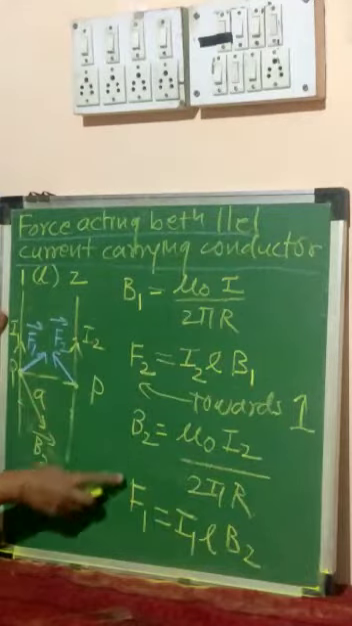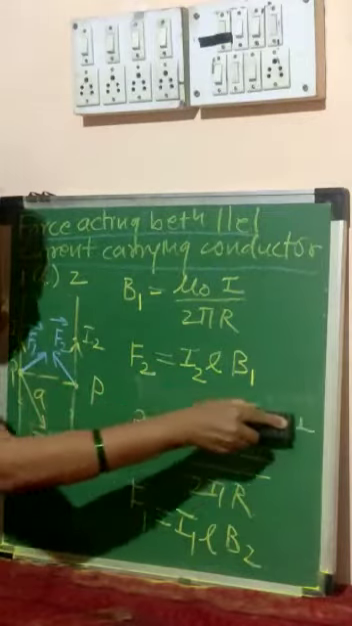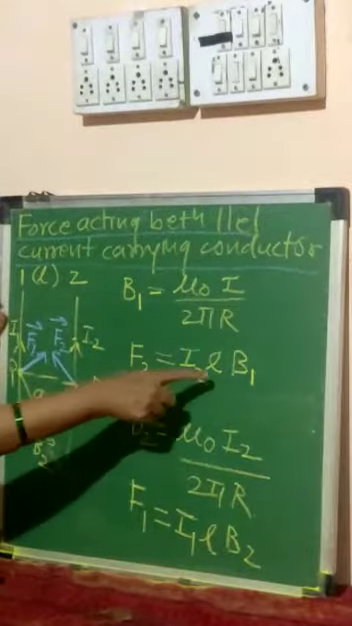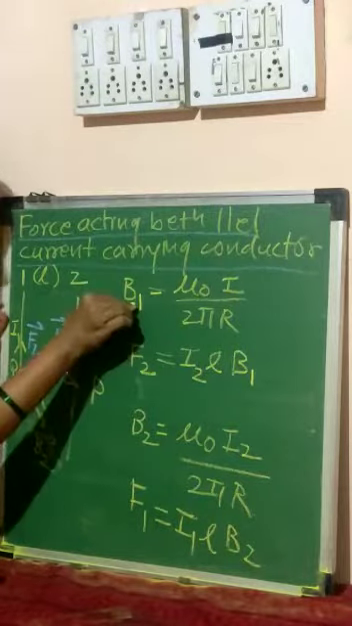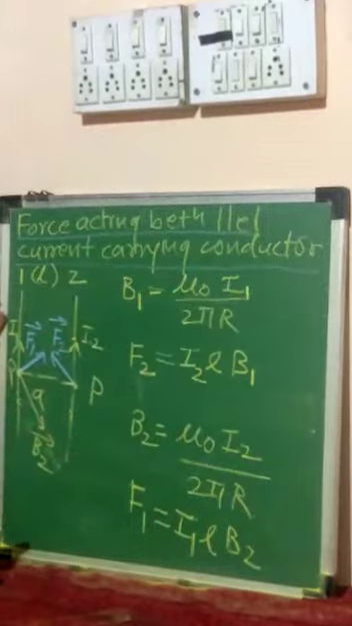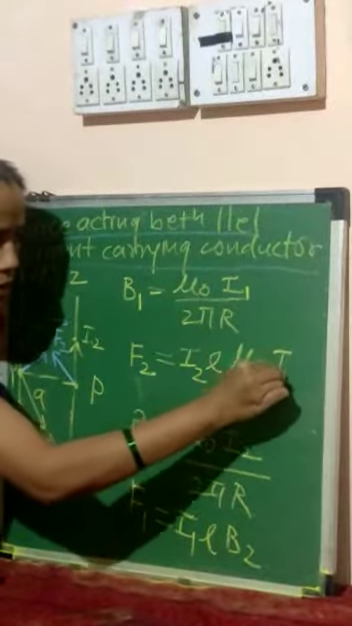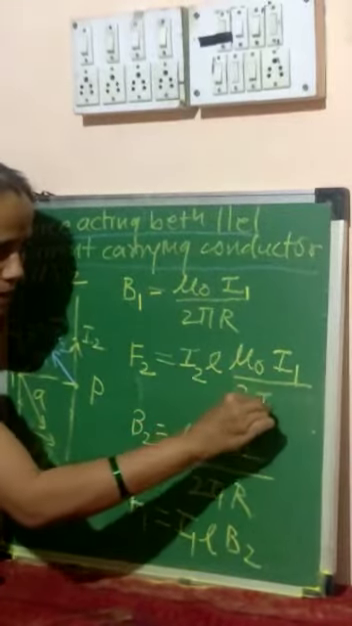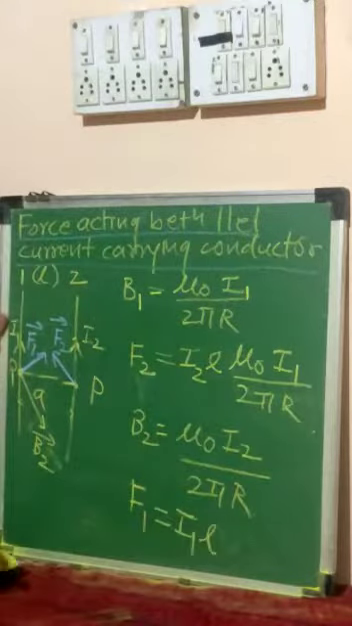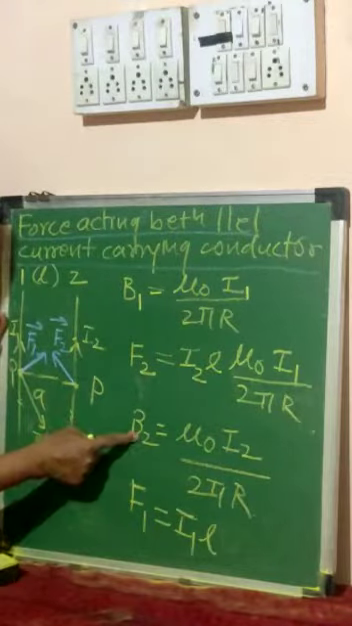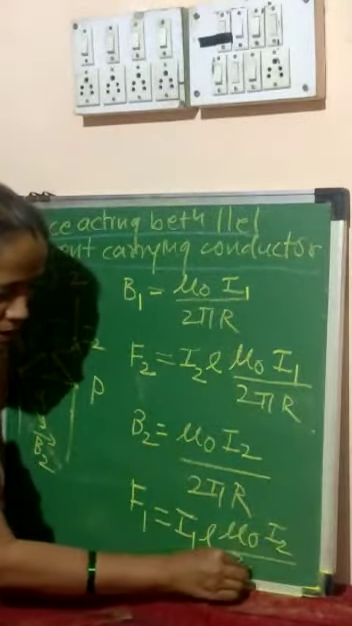Means now I am getting two forces, F1 and F2. Now that force F1 and F2 I can rewrite by substituting values of B1 in the expression of F2. This B1 magnetic induction is due to current I1. So in place of B1 I can put the value, which is equal to mu 0 I1 upon twice pi R. And in the place of F1 force I can place the value of B2. This value of B2 is what? Mu 0 I2 upon twice pi R.